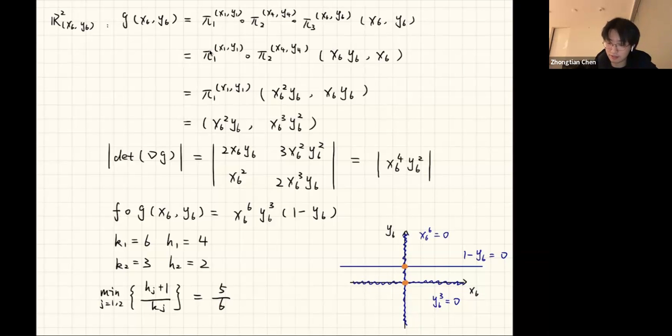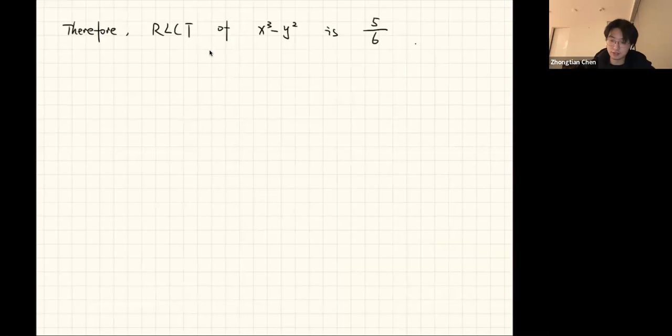And we do same thing for the last chart. Then we get the RLCT, which is the minimum among all these numbers, which is 5 on 6. So the RLCT of this curve is 5 on 6.